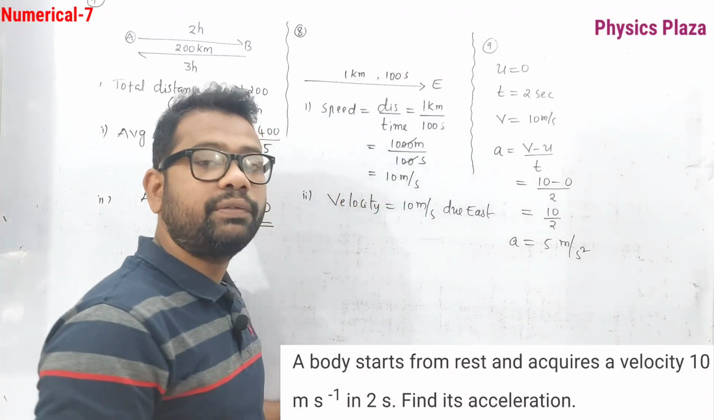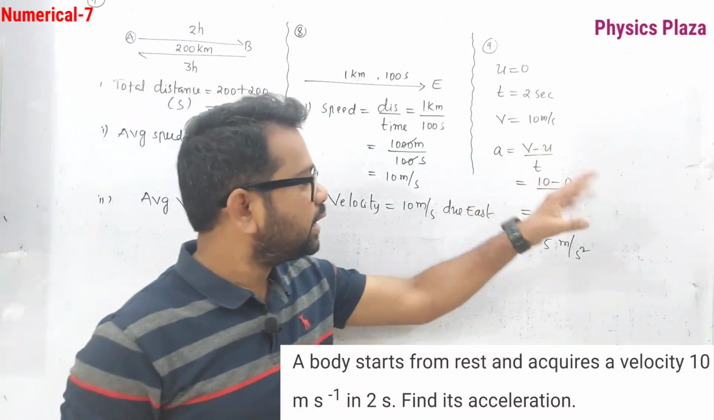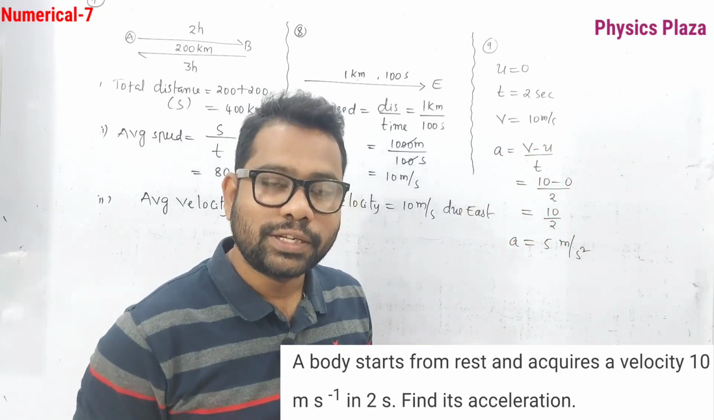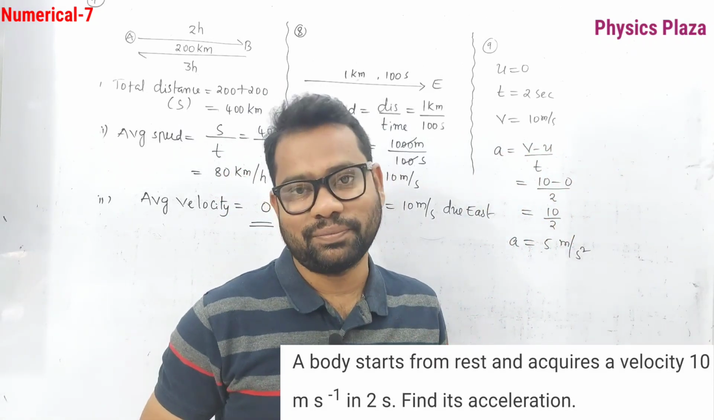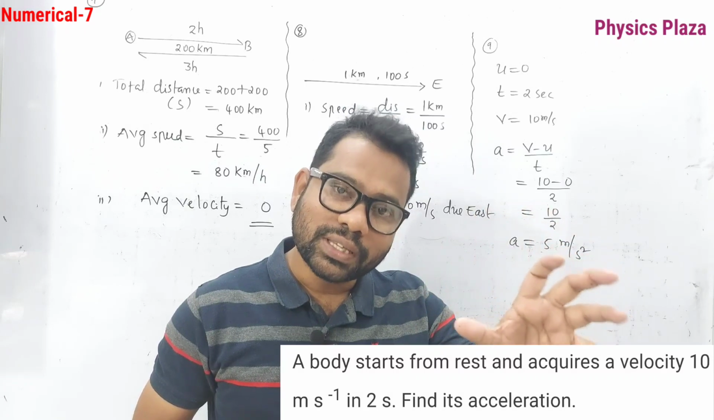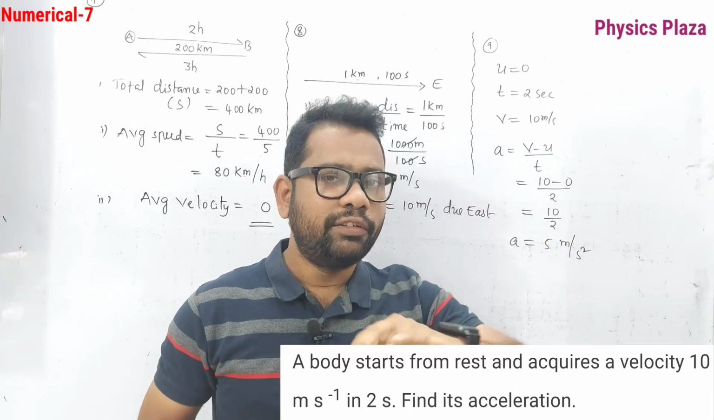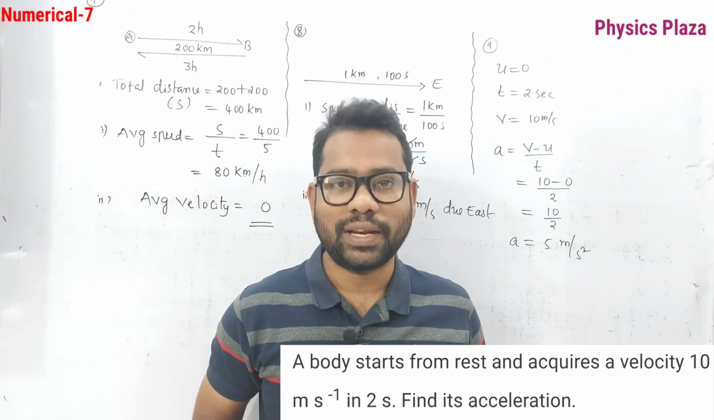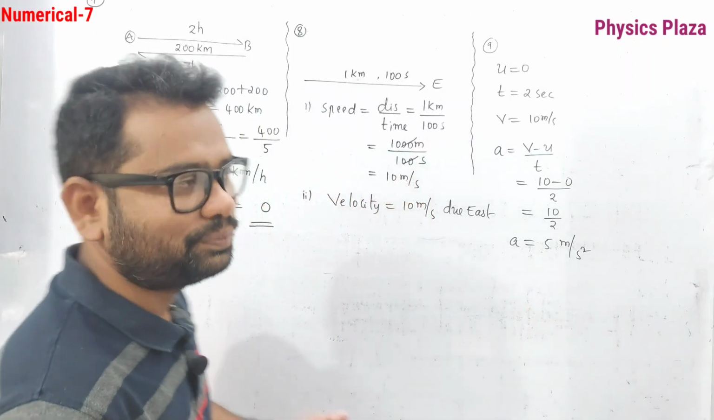So this is how, whenever velocities and times are given, we can directly use a is equal to v minus u by t. Why? Because acceleration is equal to change in velocity by time. So whenever there is a change in velocity, only then will there be acceleration. If a body is going with a uniform velocity, what will be the acceleration? Zero acceleration. Okay, children, copy it.